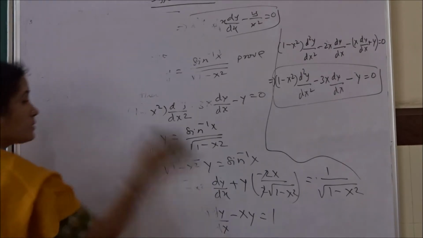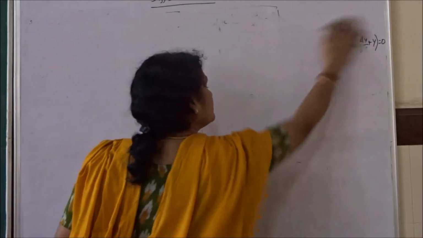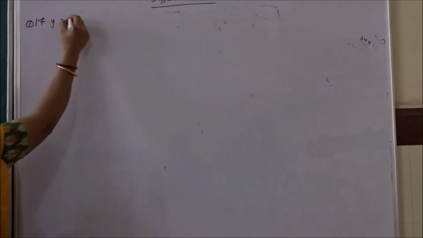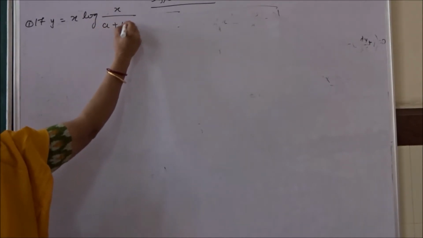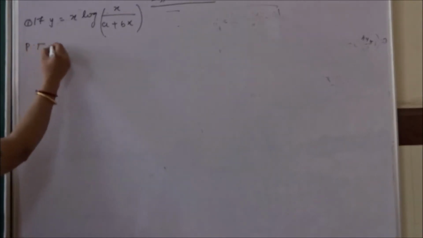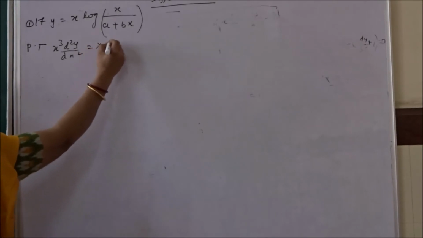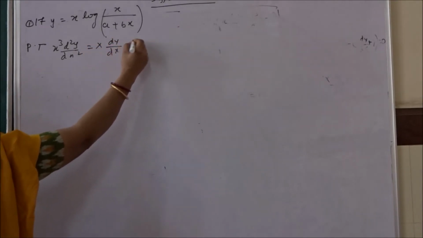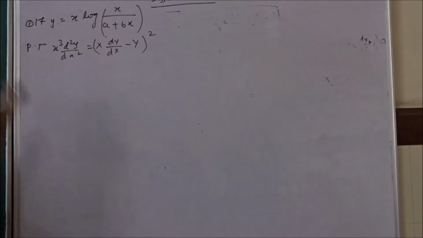Now I am making another example of this second derivative. If y equal to x log, this is one of the most important, complicated questions, so you should know how to do this one. You have to prove that x cube into d square y by dx square equal to x into dy by dx minus y. This is one of the most important and repeated questions. Okay, fine. Now let us start.